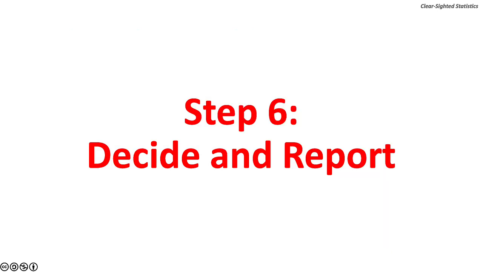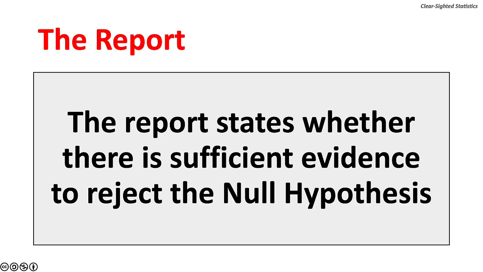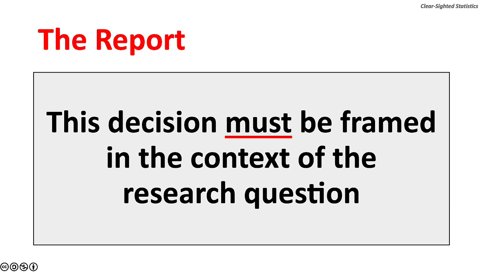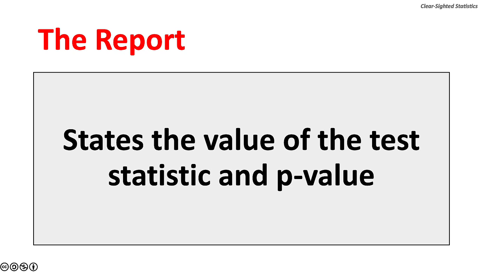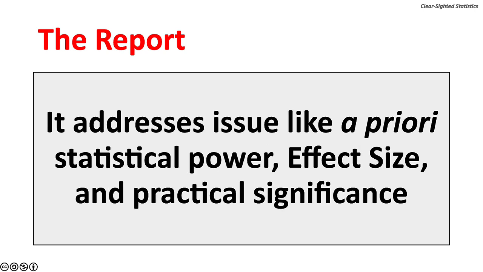Step 6, decide and report. The report states whether there is sufficient evidence to reject the null hypothesis. The decision regarding the null hypothesis must be framed in the context of the research question. It is never sufficient to merely state whether or not the null hypothesis is rejected without describing what the decision means. The report must state the value of the test statistic and the p-value. The report should also address issues like a priori statistical power, effect size, and practical significance.